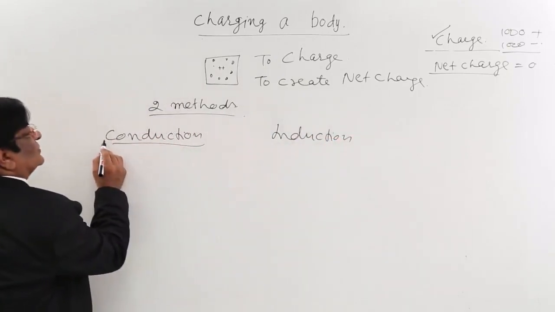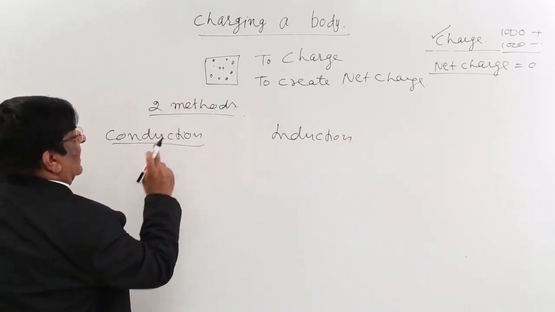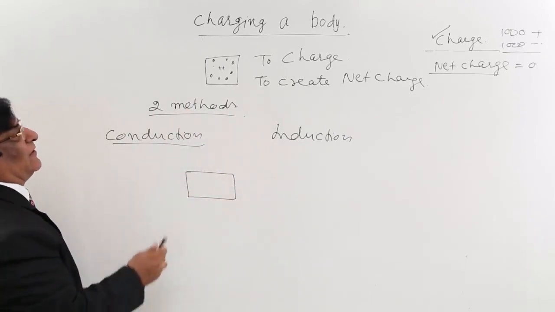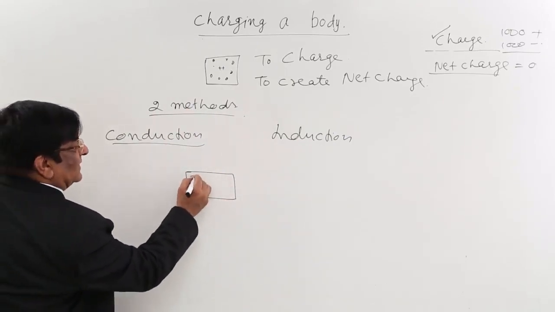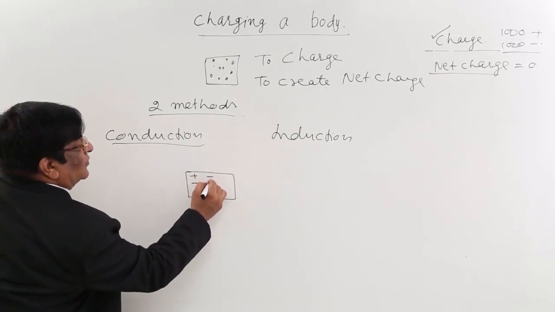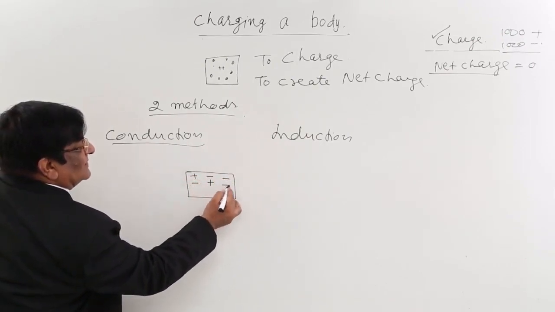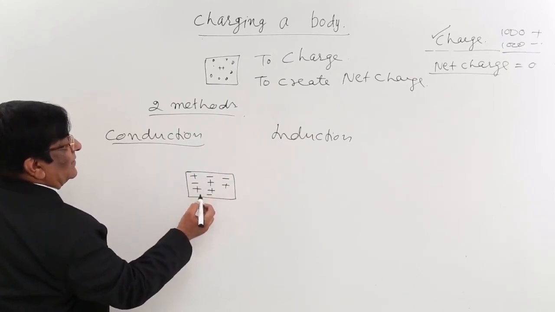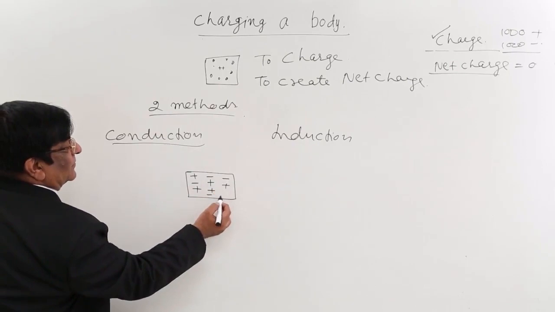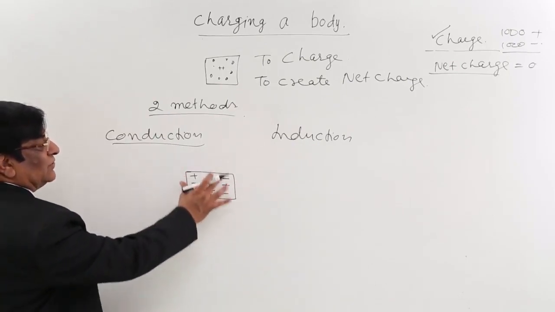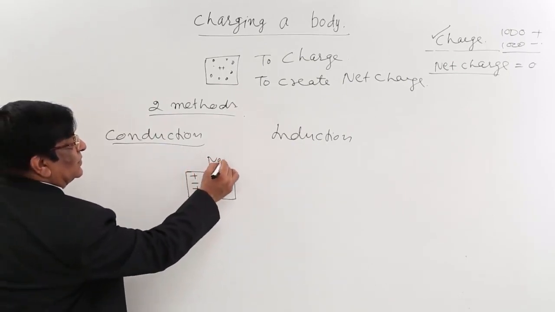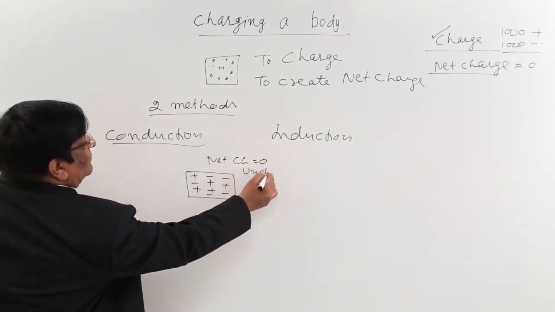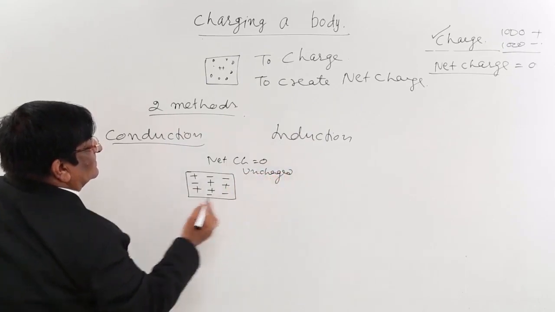So this is charging a material by conduction. This is an uncharged material. When I say uncharged material, no material can truly be uncharged. When I say uncharged, that means plus and minus are equal. 1, 2, 3, 4, 1, 2, 3, 4, like this. So this is net charge 0 and I will say it is uncharged. I want to make it charged.